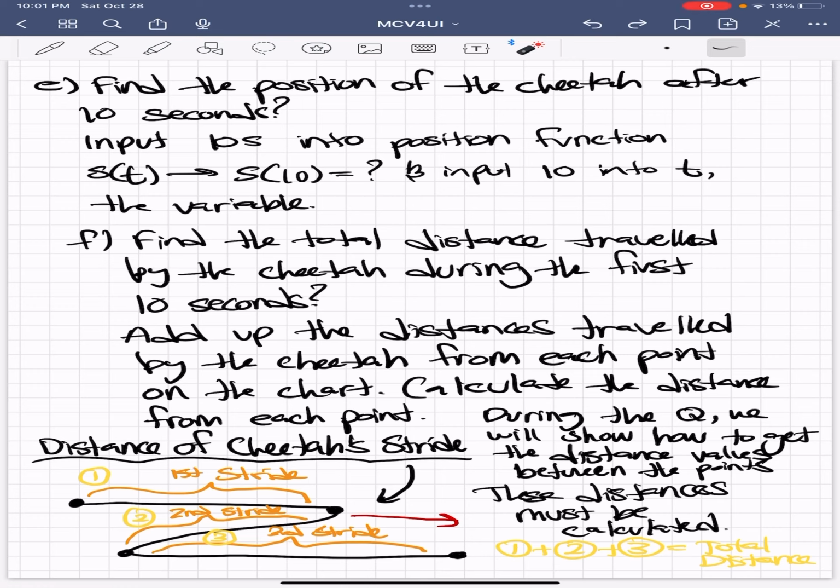Add up the distances traveled by the cheetah from each point on the chart. Calculate the distance from each point. During the question, I will show you how to get the distance values between the points. The distances must be calculated and added, and I have that all in my booklet here. So 1 plus 2 plus 3, so first stride, second stride, third stride. We add those up, and that's the total distance traveled by the cheetah.